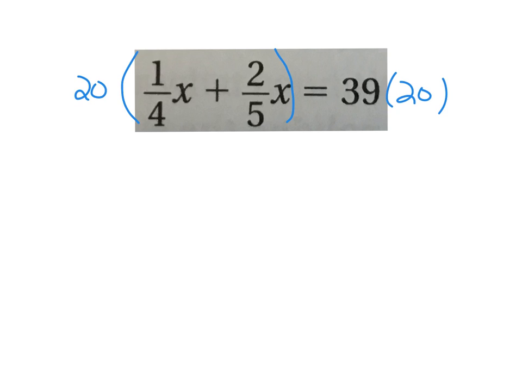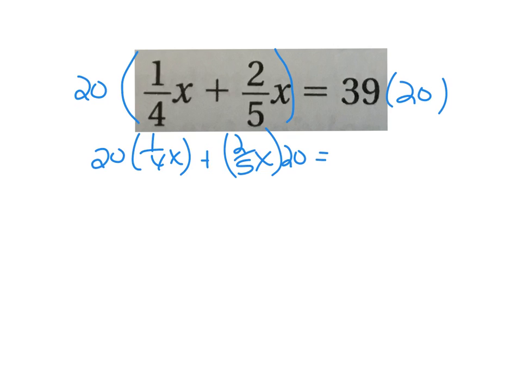So really what I'm doing is, if I distribute the 20, I'm doing 20 times this, and also 20 times this. And of course I got the 39 times 20, which I guess I could go ahead and do. I think that's 780. Okay, so the reason that works out so well is this.